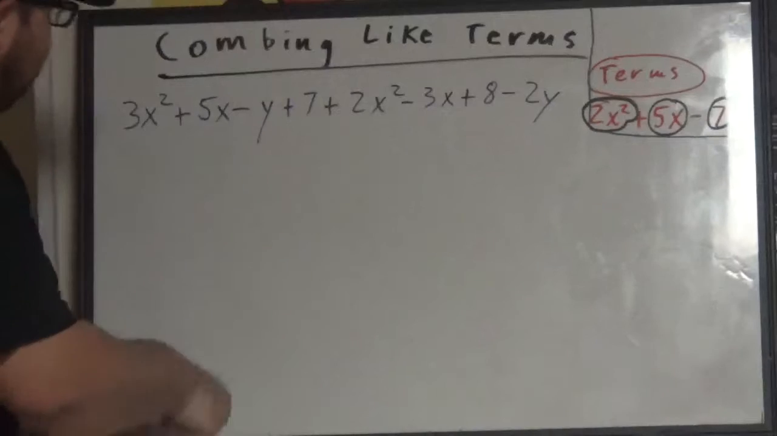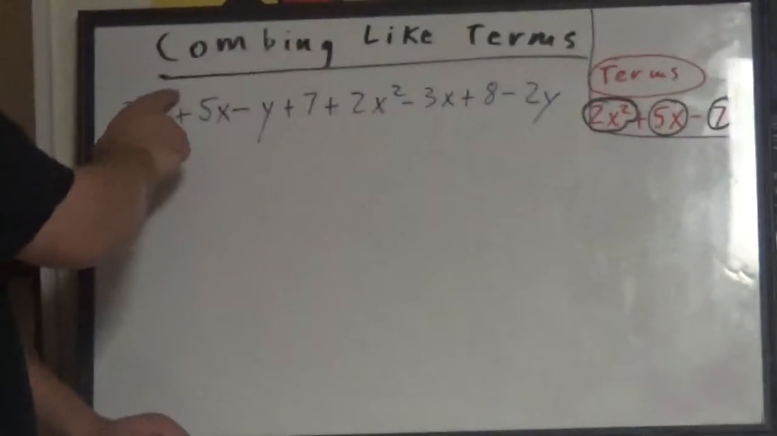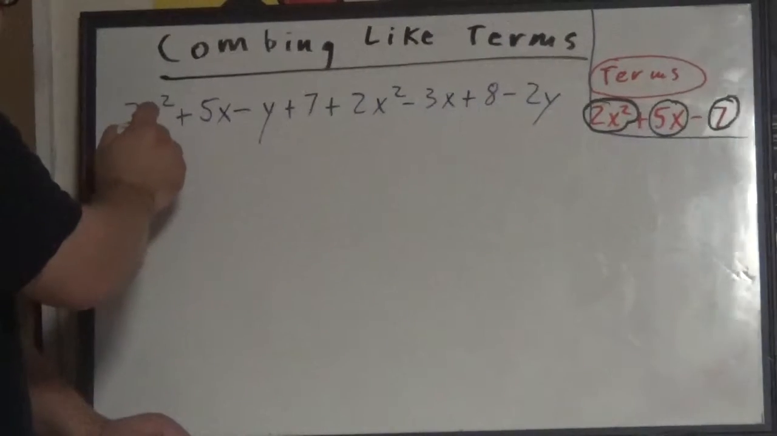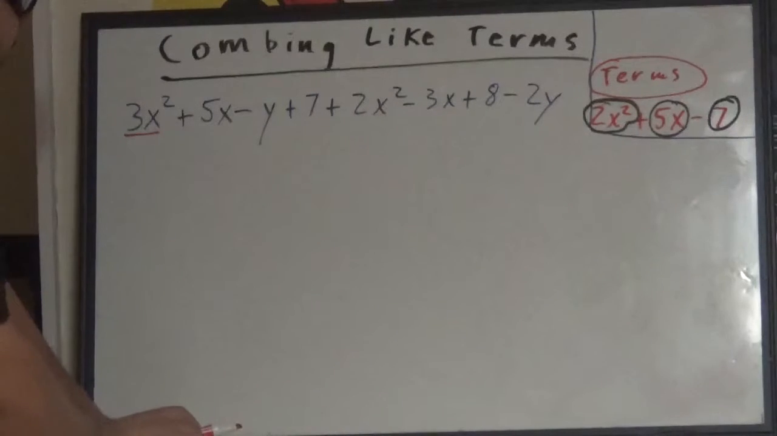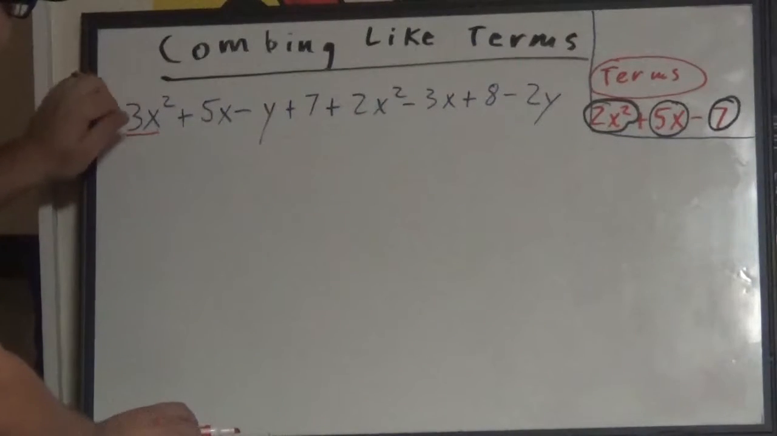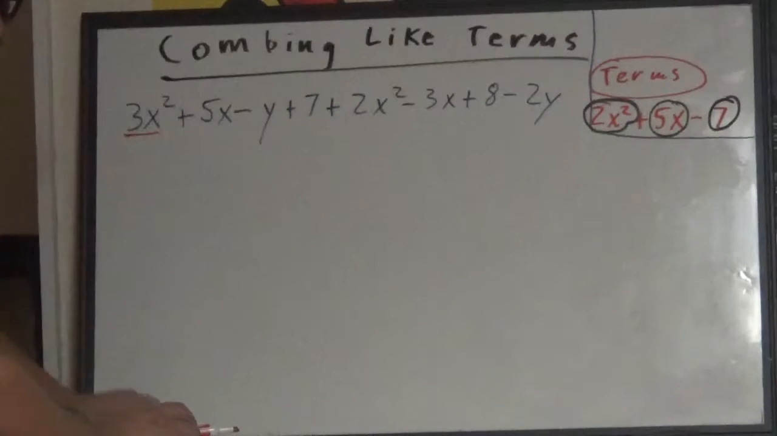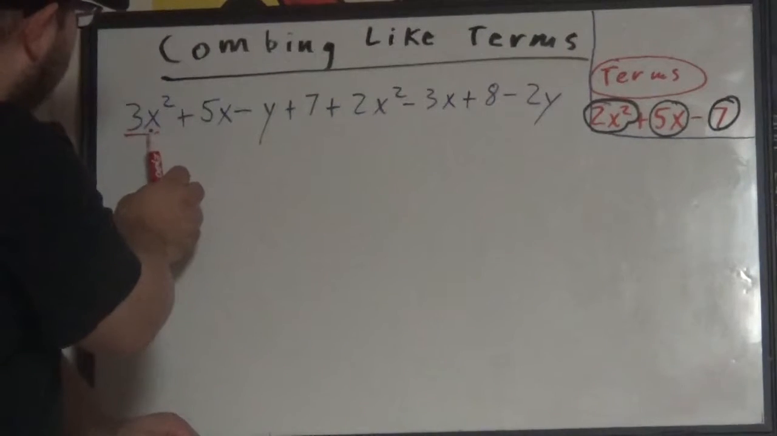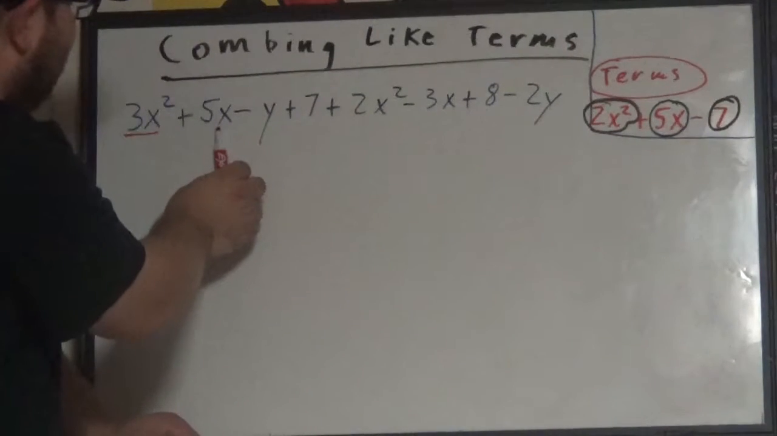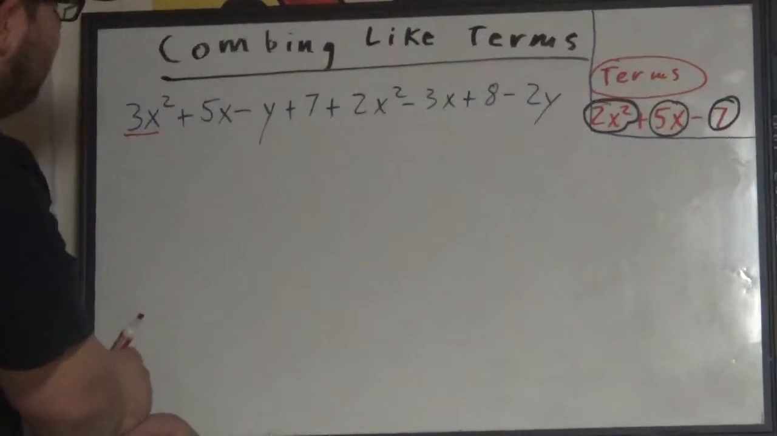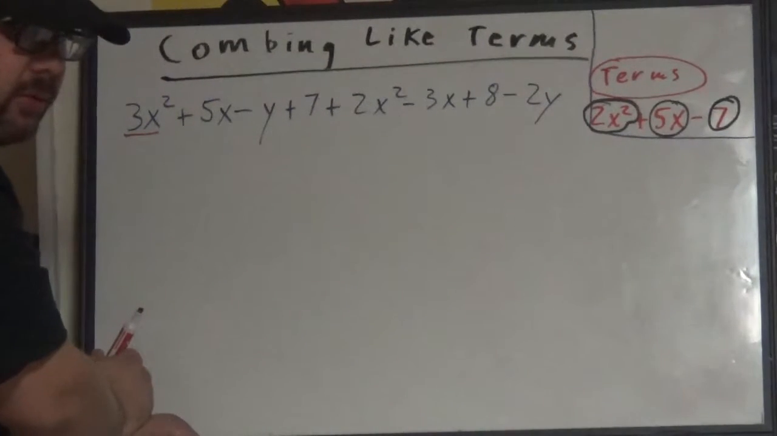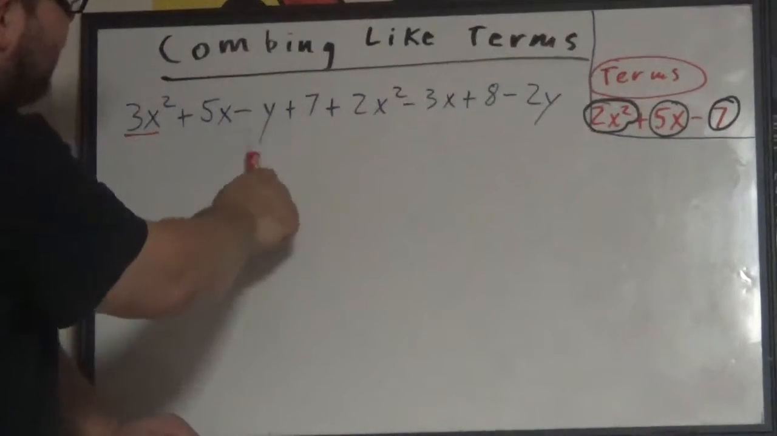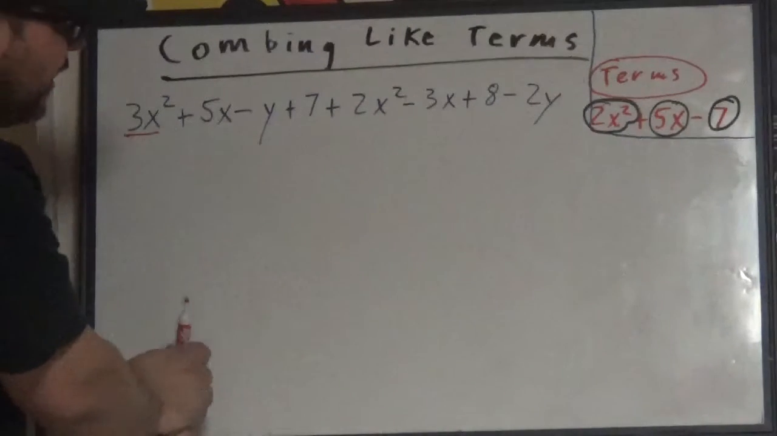So let's get started. I'll start at the top. We have 3x to the second power, 3x squared. I'm going to underline this in red, and then I'm going to look for any other terms that have both an x and the second power. It's got to have both. So I can look and I see 5x. Well, that has an x, but it isn't to the second power. So that is not a like term. I have a y, a 7. Neither of these have an x at all, and certainly not to the second power.